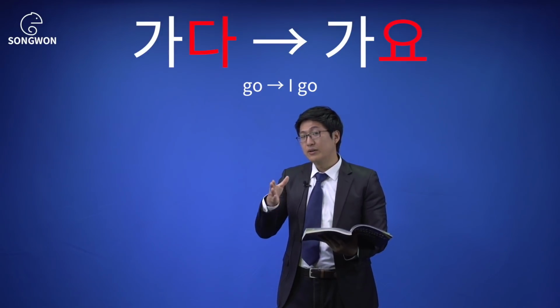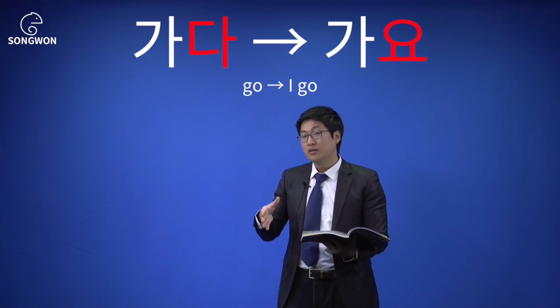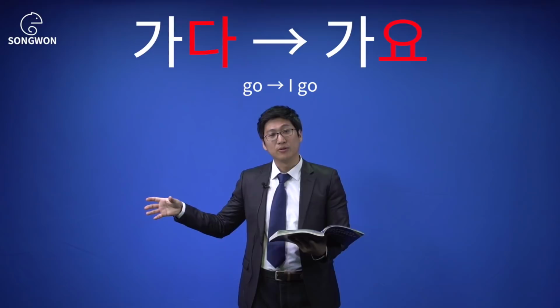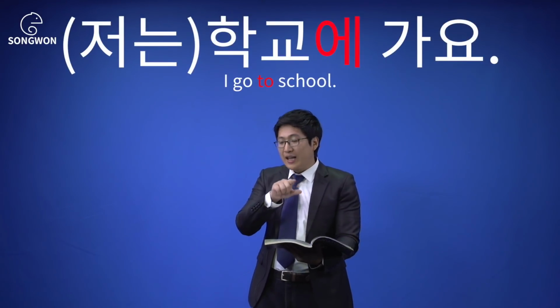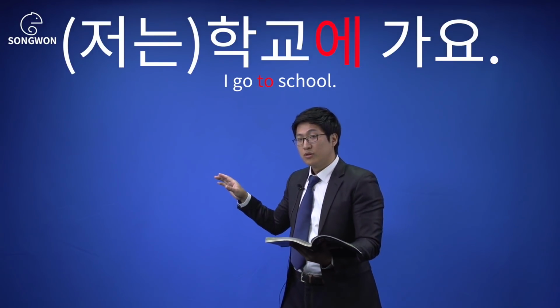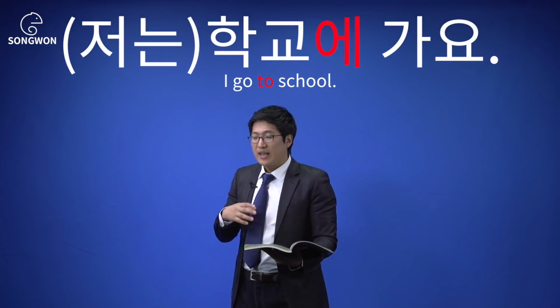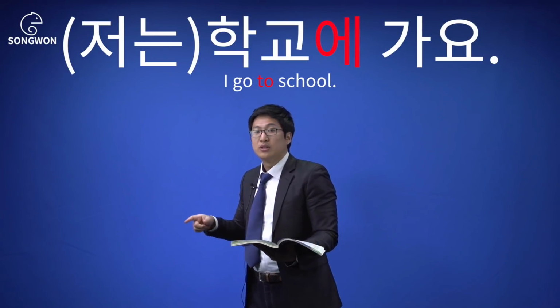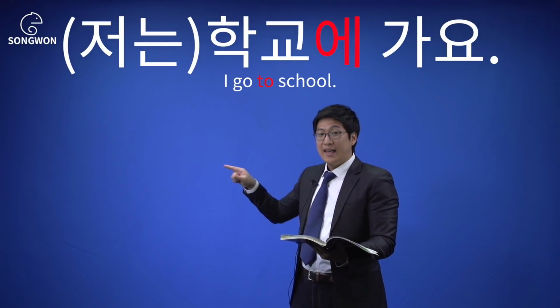Then you want to add something, like I go to school. Because we know how we say I go now, we can just add school, right? So how do you say I go to school? 학교 가요. Right. But what you said is I go school. If we want to say I go to school, then we want to add 에, to.